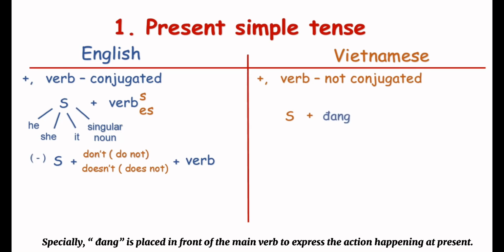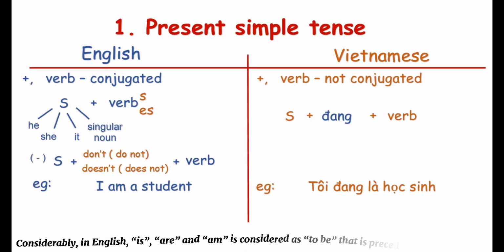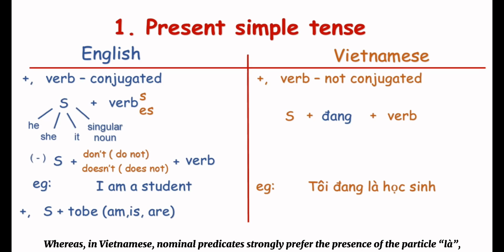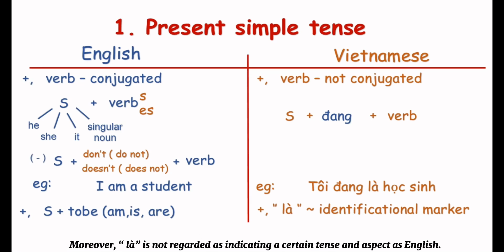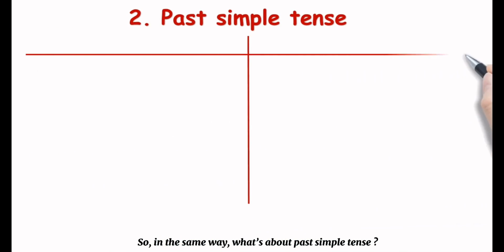Especially, đang is placed in front of the main verb to express the action happening at present. For example, tôi đang là học sinh means I'm a student. Considerably, in English, is, are, and am are the to be verbs preceded by the subject. Whereas in Vietnamese, nominal predicates strongly prefer the presence of the particle là, which can be characterized as a general identificational marker. Moreover, là is not regarded as indicating a certain tense and aspect as in English. For instance, the sentence anh ấy là giáo viên in Vietnamese can also be perceived as he is a teacher in English.